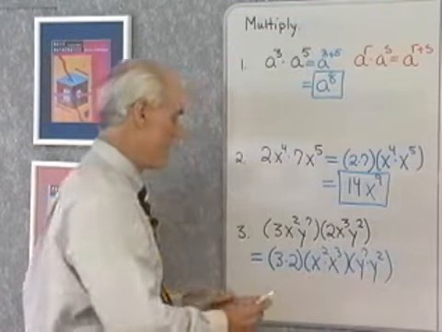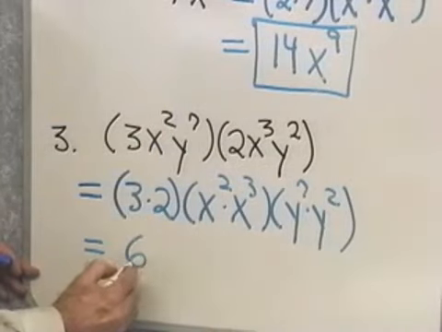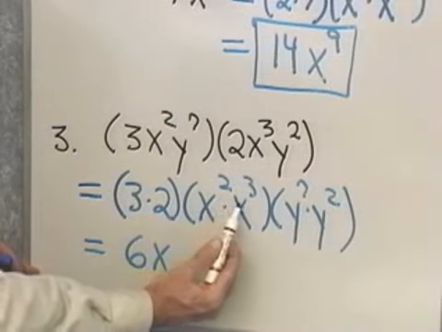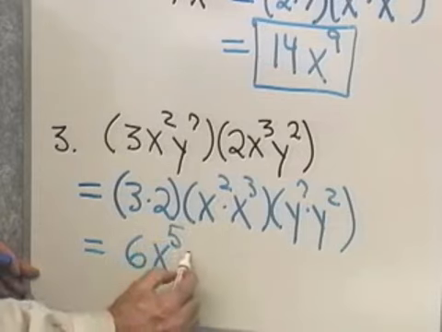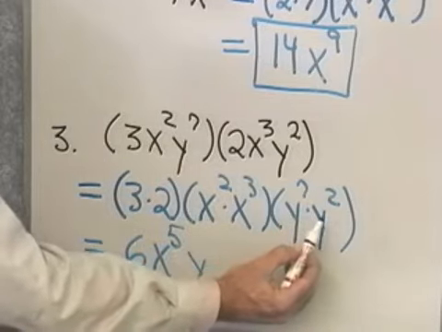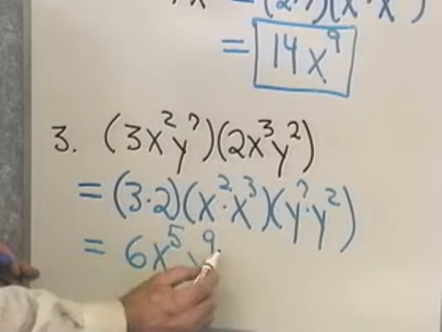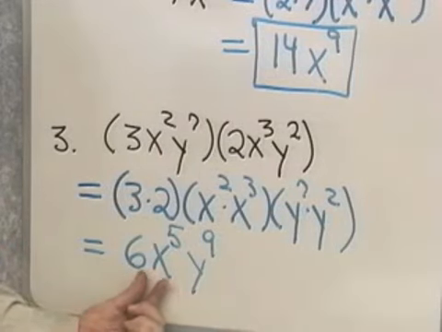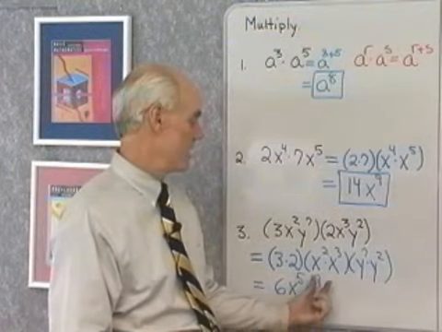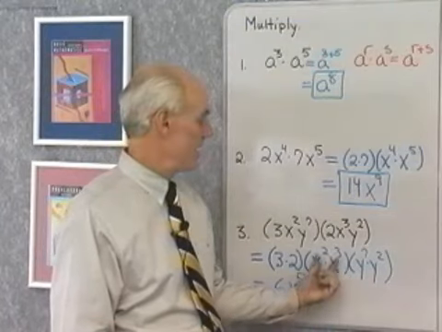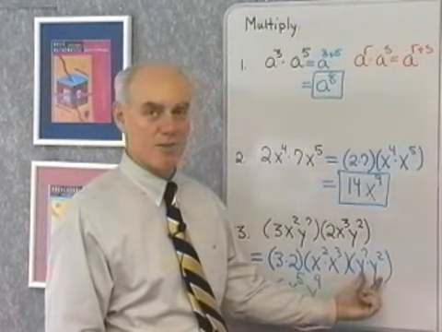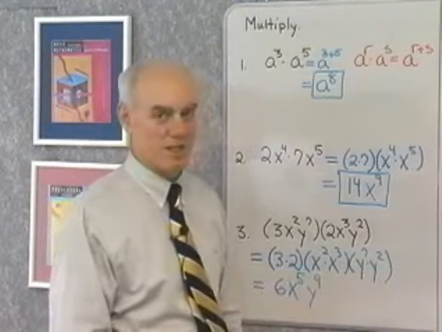Now I'm going to simplify. 3 times 2 is 6. X squared times x to the third is x to the fifth. Y to the 7th times y to the second is y to the 9th. So in both cases, I add exponents on the same base. Here the base is x. I add those 2 exponents and get 5. Here the base is y. I add those 2 exponents and get 9.